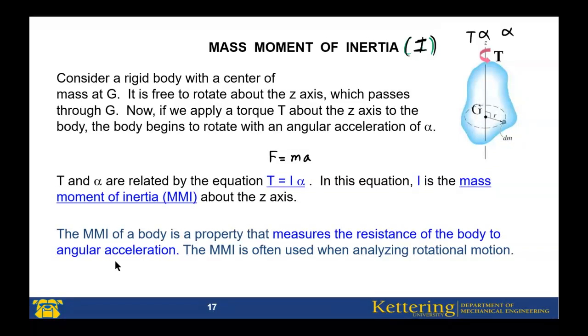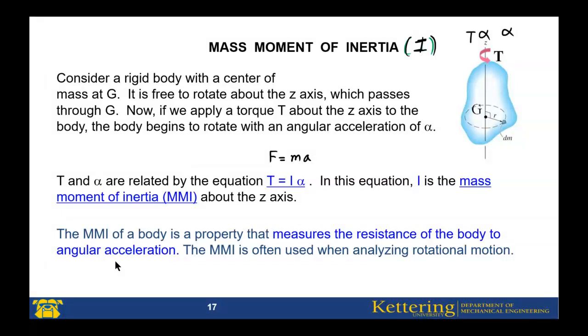This one means that this one has a larger I, or mass moment of inertia, than this one. Similar to this, I have two tables. This one has more mass than this table. If I want to apply the same force on this one, it has more resistance. Why? The mass of this one is more than the mass of this table.